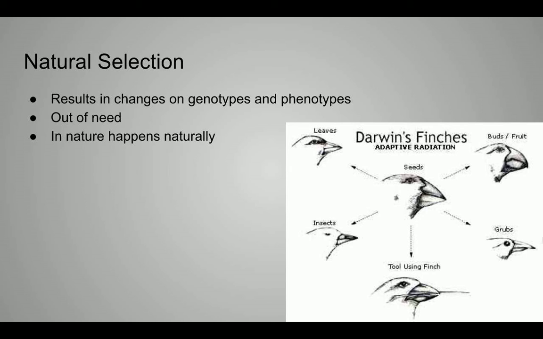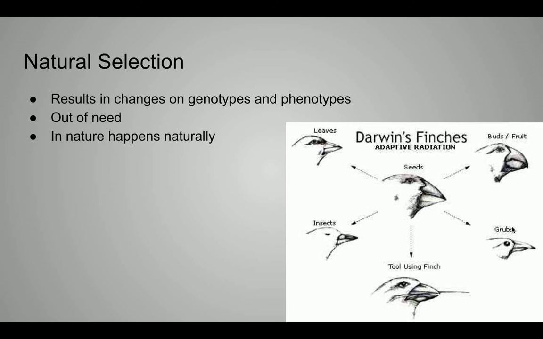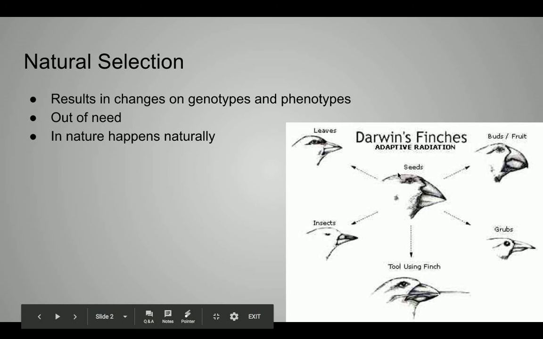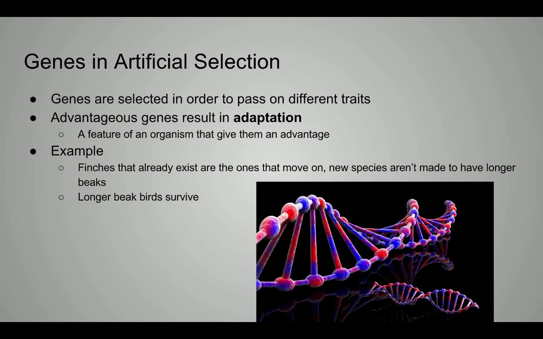So obviously the grub finch here down at the bottom right corner is going to be struggling a little bit in the seeds department if you were in a habitat where there were only seeds. So each one has an advantage in a specific territory, and it kind of happens naturally that way. No one actually interfered with that. That just resulted from generations and generations of change over time.